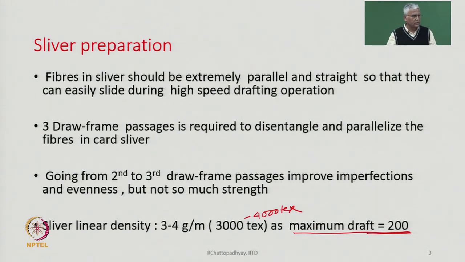So, with 200 draft and 3000 tex or 3 kilo tex sliver, the yarn count is going to be 15 tex, and 15 tex is roughly close to, you can say, 40 Ne yarn. So, depending upon the count that we want to produce, we have to accordingly adjust the linear density of the sliver. Now, if the modern air jet spinning machines are capable of giving a little bit more draft than 200, then accordingly we can adjust the sliver tex. But what we generally can say is that a thinner sliver is better than a very coarse sliver.